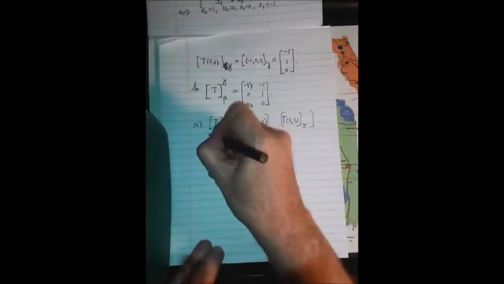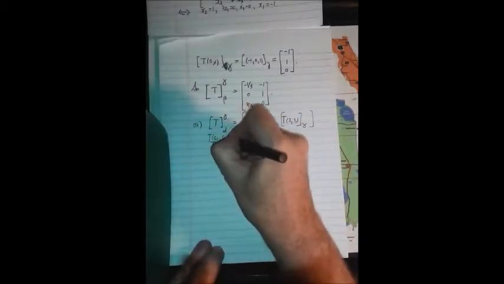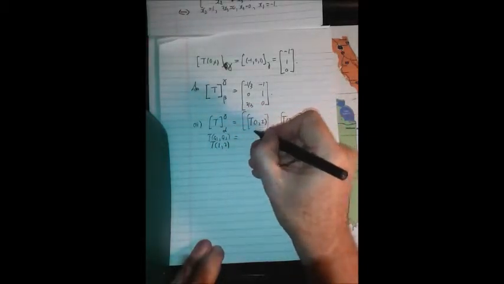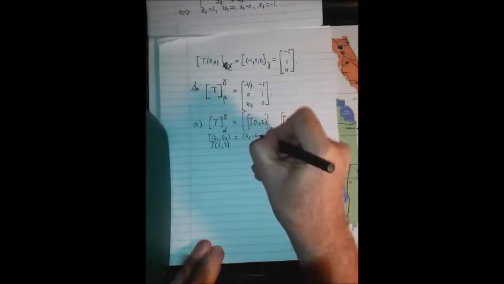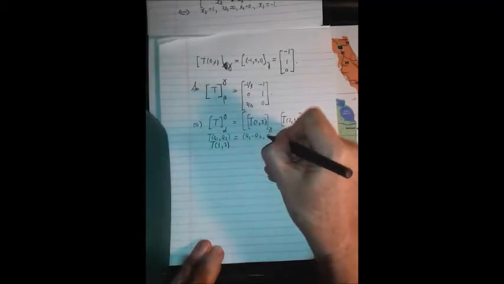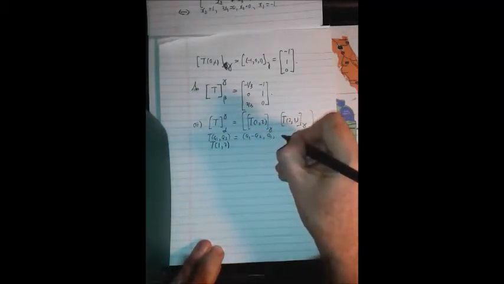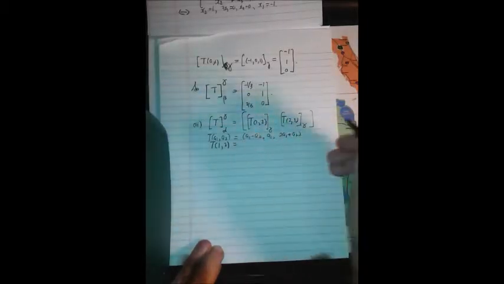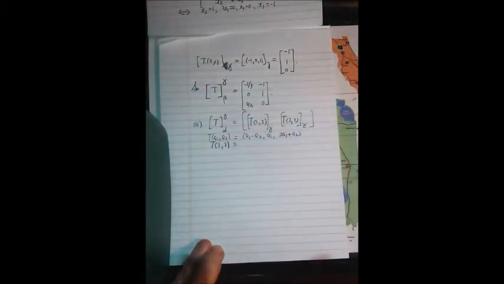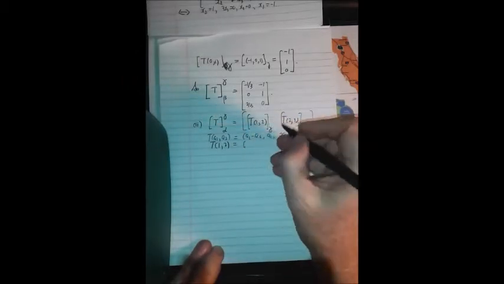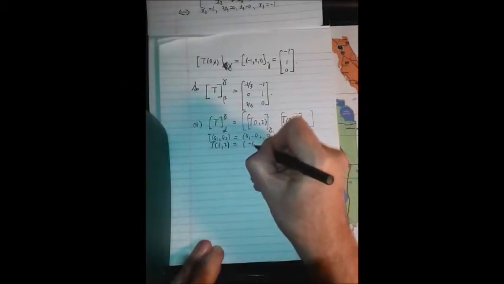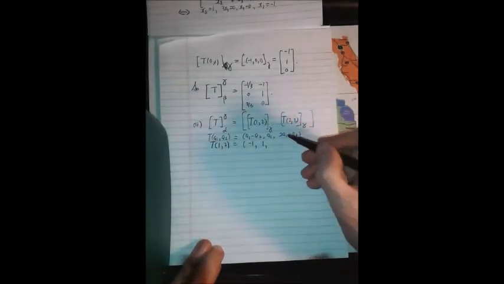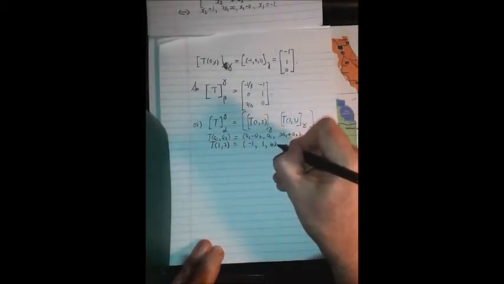Alright, so it might be helpful to write down the formula again. T of (a1, a2) is (a1 minus a2, a1, and 2a1 plus a2). So we put a1 equal to 1, a2 equal to 2. So T of (1, 2) is (-1, 1, and then 2 plus 2 is 4).